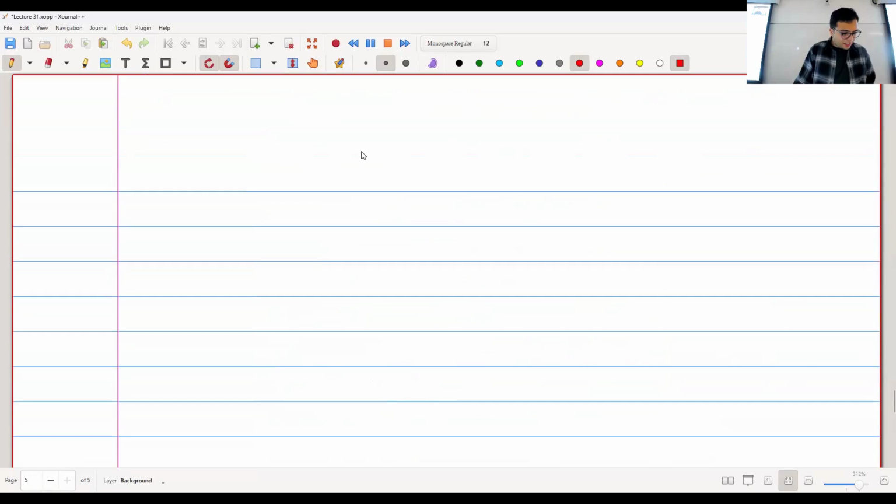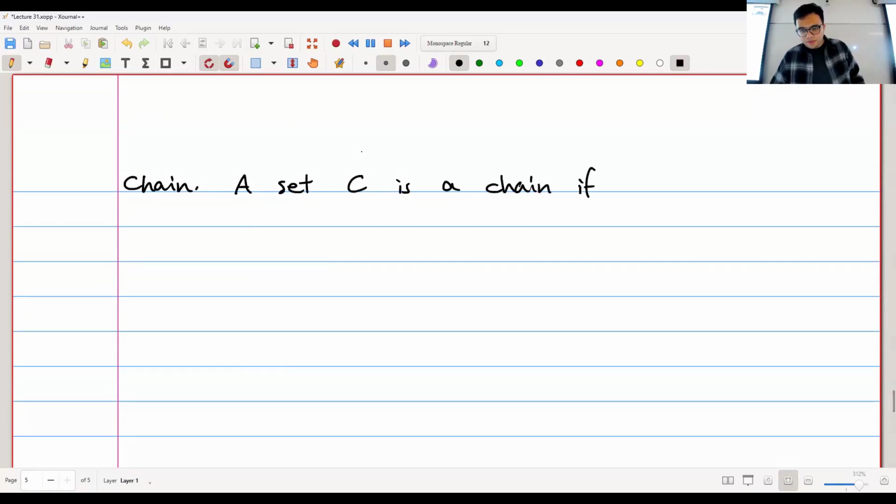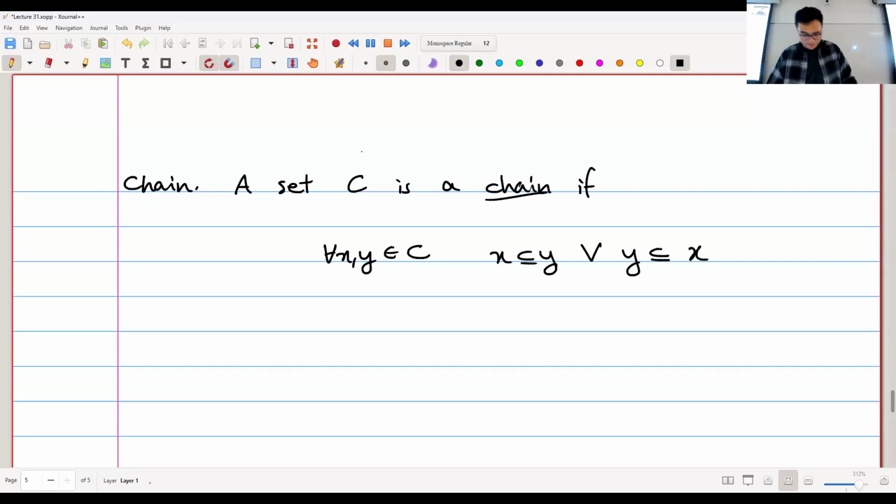Before I can give you the next way of saying the same thing, I have to define some simple stuff. First of all, I have to define the concept of a chain. So I say a set C is a chain if for every two elements of C, one of them is a subset of the other. So for every X and Y in C, either X is a subset of Y or Y is a subset of X.